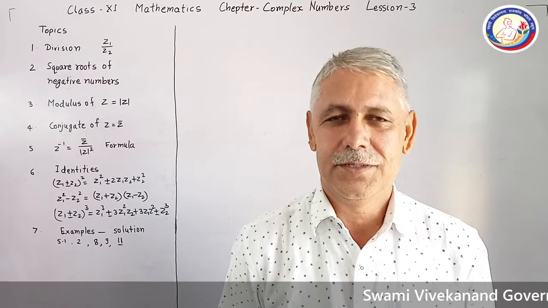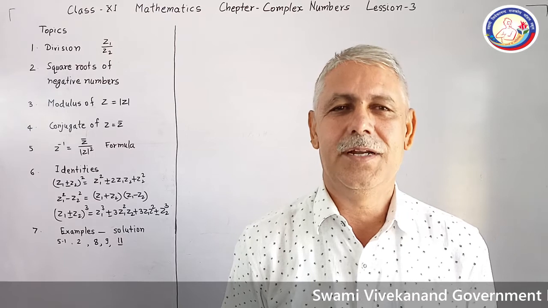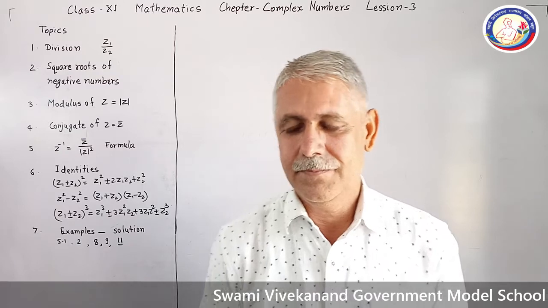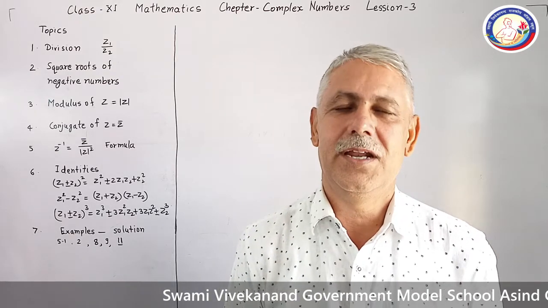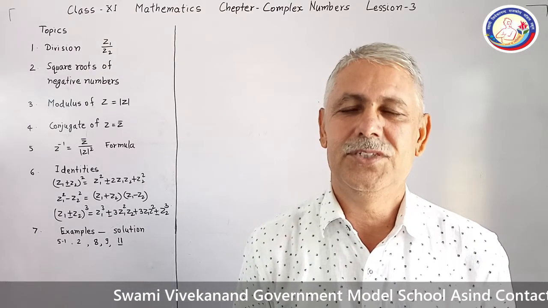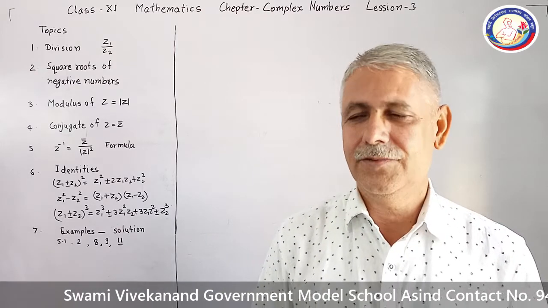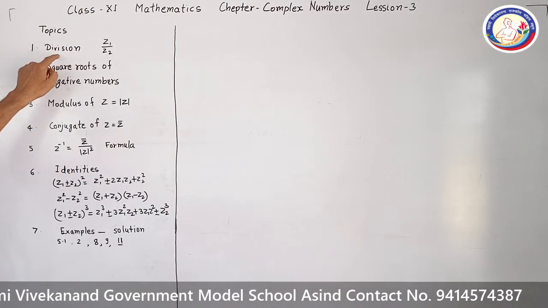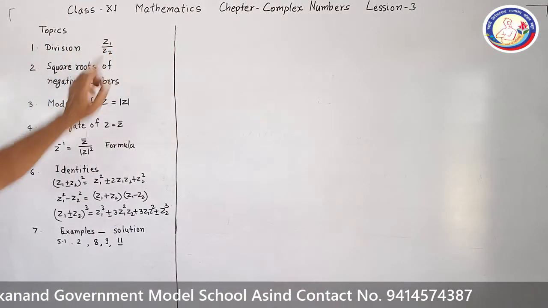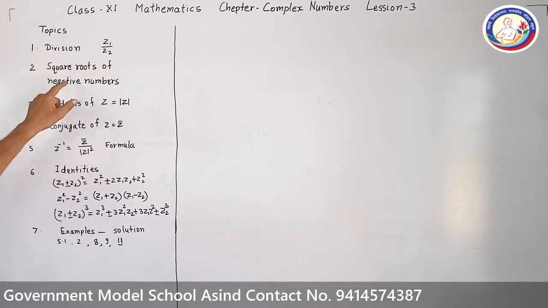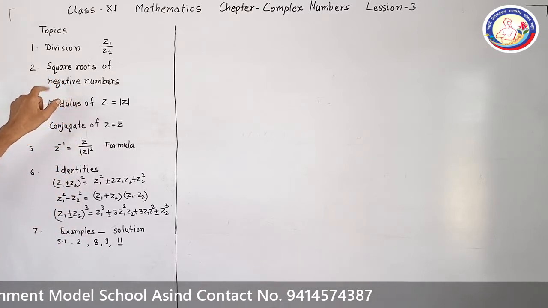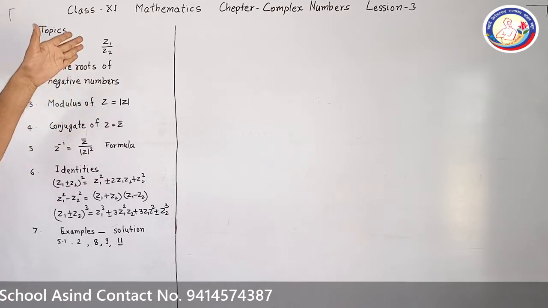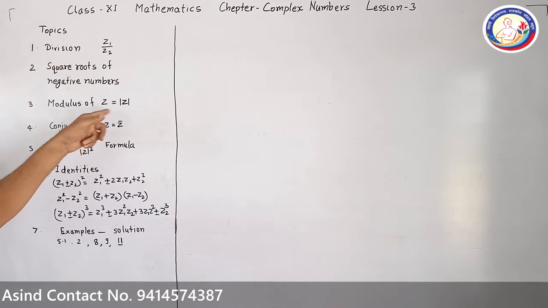I am here with chapter 5, Complex Numbers, of Mathematics for class 11th, and I am delivering the third lesson on this chapter. Today we will take, first of all, division of two complex numbers. Then we will go through square roots of negative numbers. Similarly, we will take these points today.